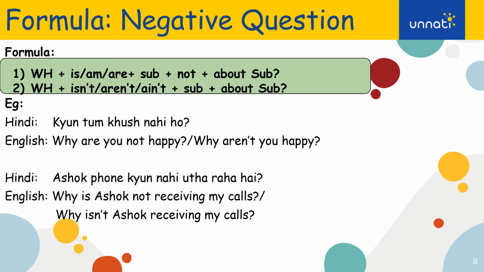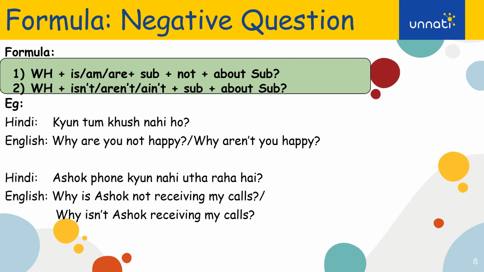So for example, if we want to say तुम खुश क्यों नहीं हो or क्यों तुम खुश नहीं हो, we would say why are you not happy? Why, WH word or question word, plus the state of being verb are is coming, you is the subject, then not, and then about subject happy, the status of the subject. Why are you not happy? That's by the first formula.